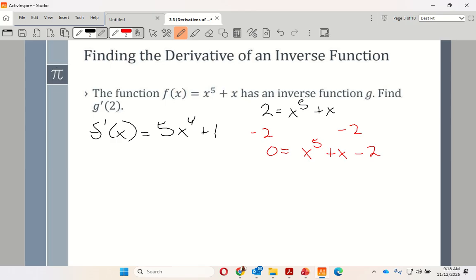And I already know this is going to have one solution. Anyone know what the one solution is? It's going to be 1. That's the only thing that's actually going to work for this one. So if x equals 1, then 1 to the 5th is 1, plus 1 is 2, minus 2? Yeah, there we go. So that's the only thing that's actually going to fit in this one.